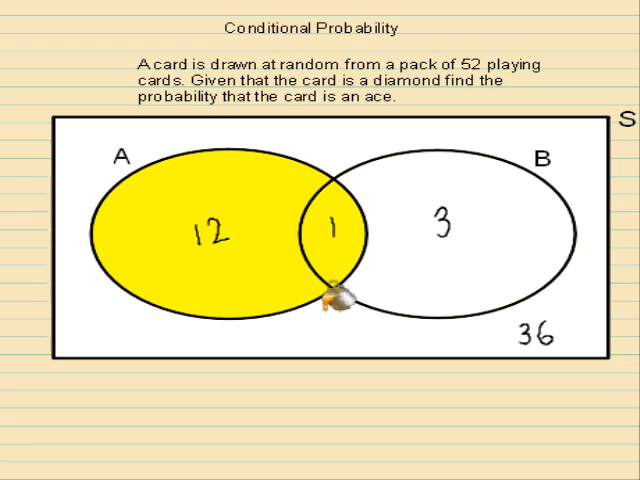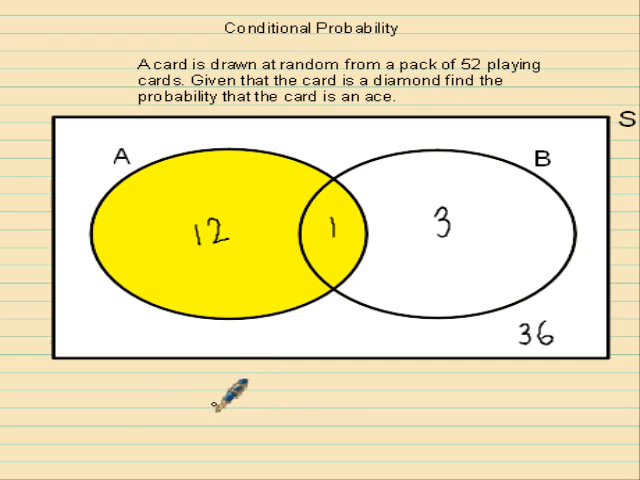So the way to look at conditional probability is that it reduces or restricts or narrows, however you want to look at it, the sample space down. So instead of being out of 52 cards, the fact that we know it's a diamond has restricted it now down to 13. And then we look at the outcome B, out of that 13, how many outcomes are there, and it's 1 out of 13.